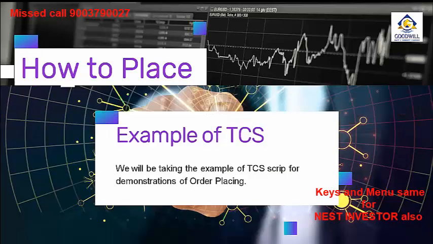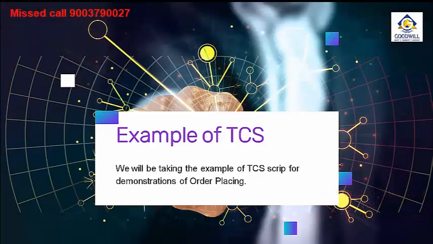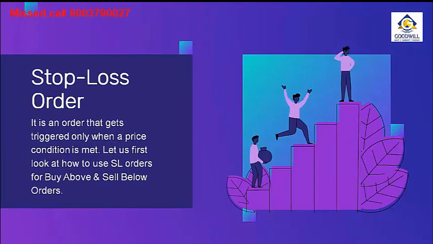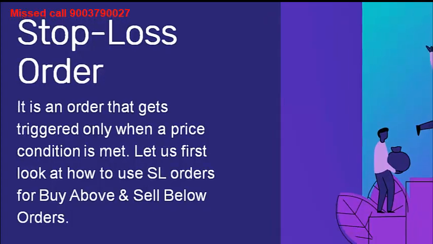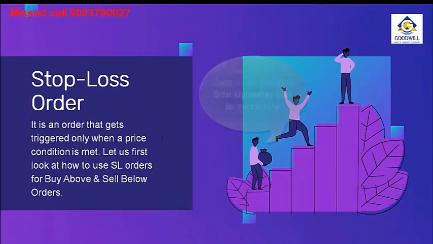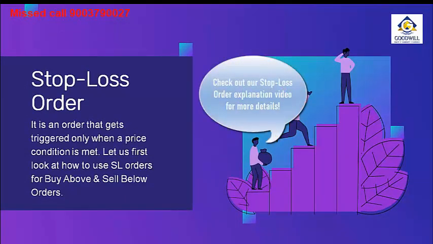Once again, for this video presentation, we will be taking the example of TCS script. So what is a stop loss order? A stop loss order is an order which is triggered once a certain price condition is met. Stop loss orders are held in a separate order book from the normal order book.